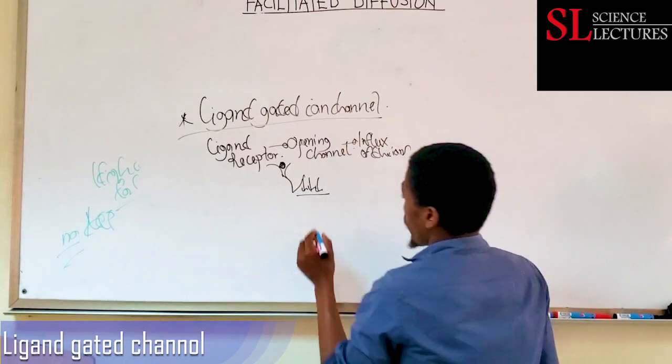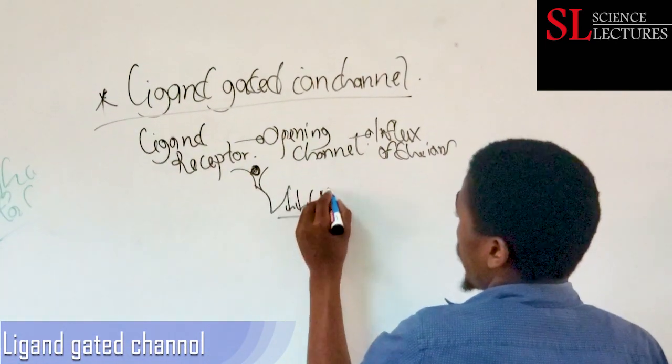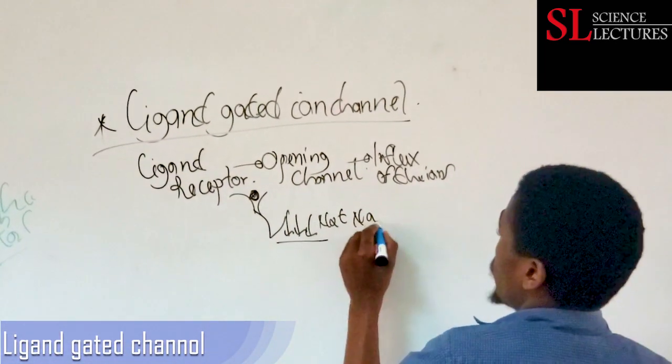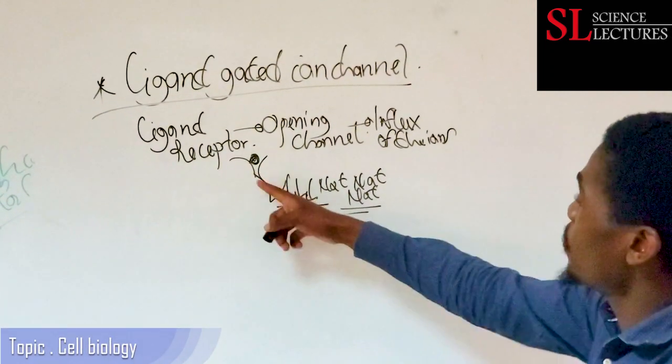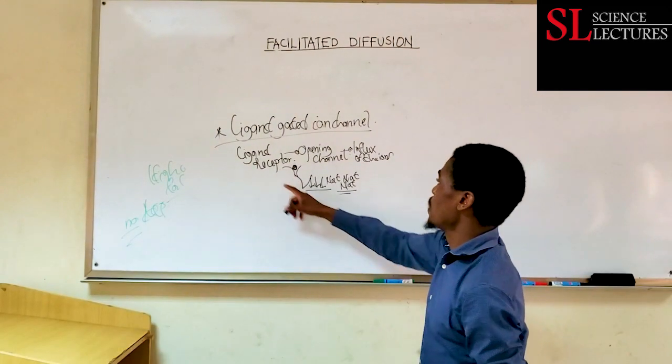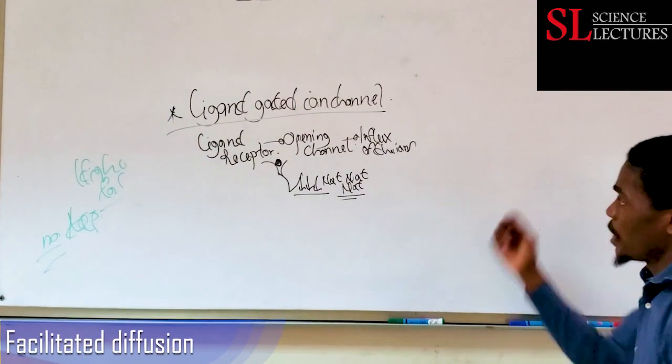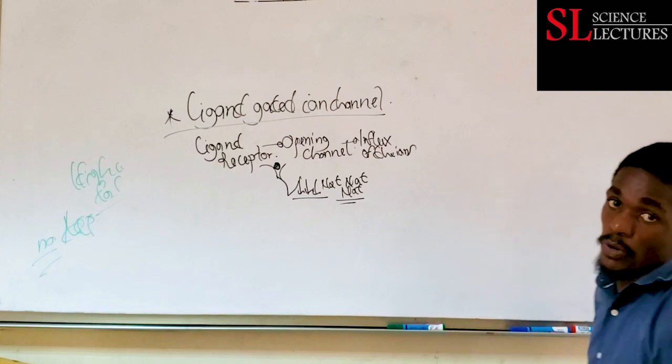So, for example, if we have an ion like a sodium ion being transported into this channel, that is what happens with the ligand. A ligand must be present to attach to a specific receptor such that there is opening of the channel and influx of the ions will take place.